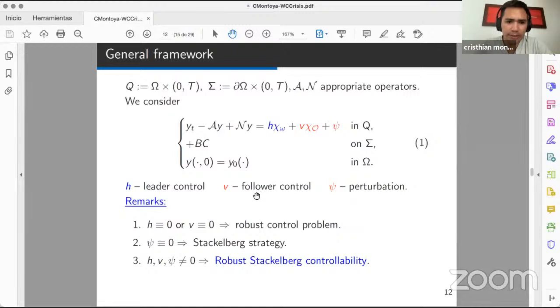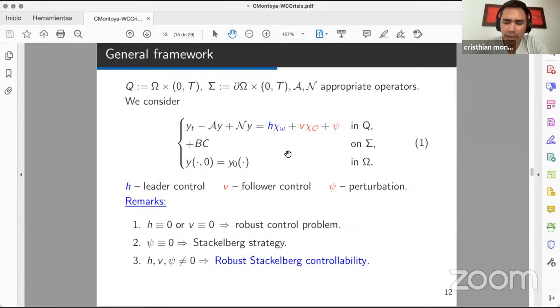Okay, so we can see that when h or v is equal to 0, only one, we have a robust control situation. But when we put psi equal to 0, we can analyze the system in the framework of the Stackelberg strategy. But now when we have three forces in this right-hand side, we need to create some strategy to analyze these three terms.